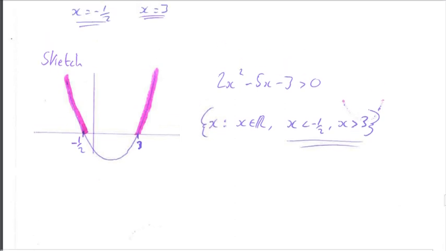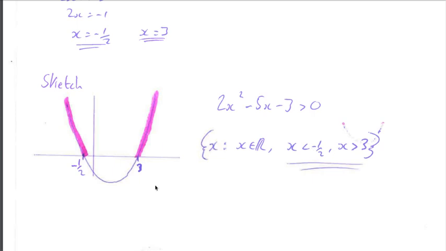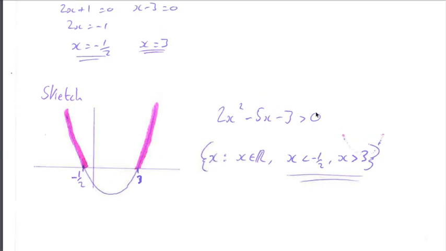Okay, so two separate regions there, so we need two separate statements in our final answer. And again, it's greater than 0, which is why we're just looking at when it's above. We're not including negative 1/2 and 3 for a value of x in our answers.